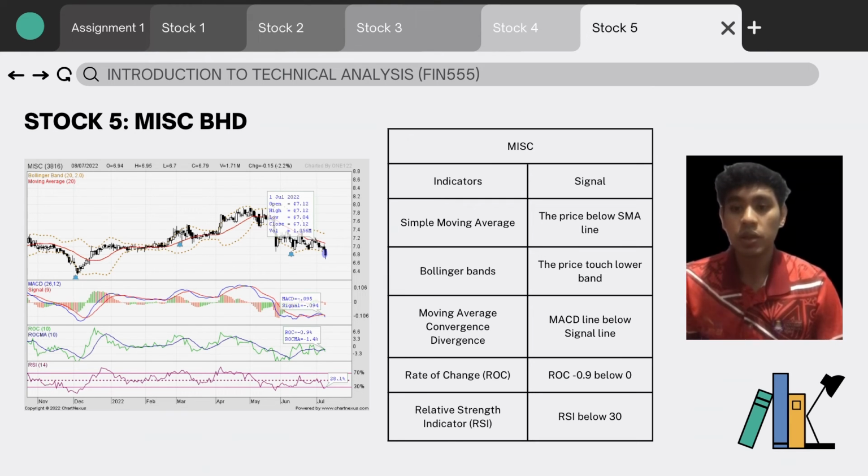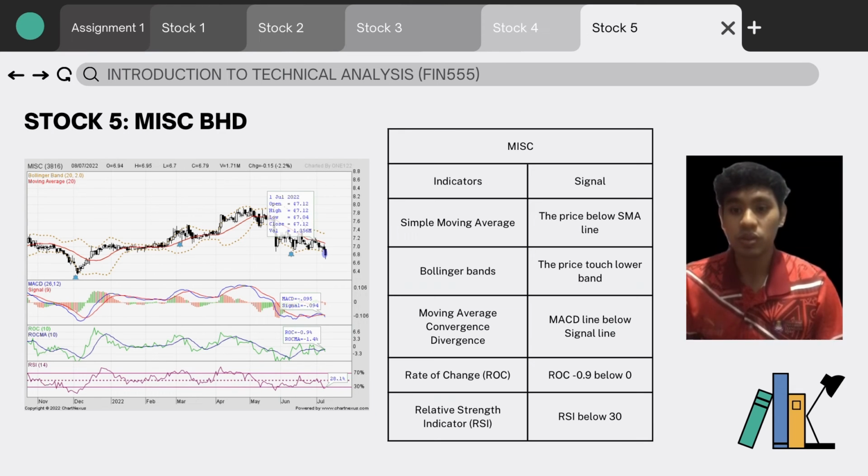When ROC is below 0, it indicates a buy signal. RSI is oversold as it crossed down 30%. We can see that the RSI is 28.1%. Therefore, we suggest that the investor should buy the stock to gain profit.